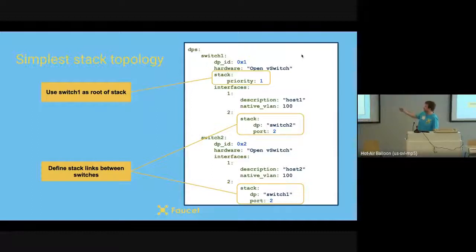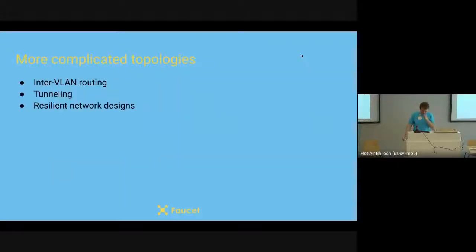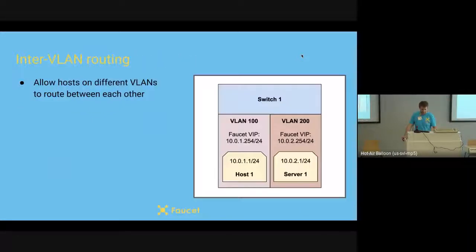And you'll also notice we configure VLANs on the access ports, but we don't have to configure them on the stack ports because Faucet will work that out for you. Okay, now a network of 2 switches isn't always super useful, and having pure simple switching isn't always useful. So now I'm going to run through building some more interesting things: inter-VLAN routing, tunneling, and some resilient network designs.